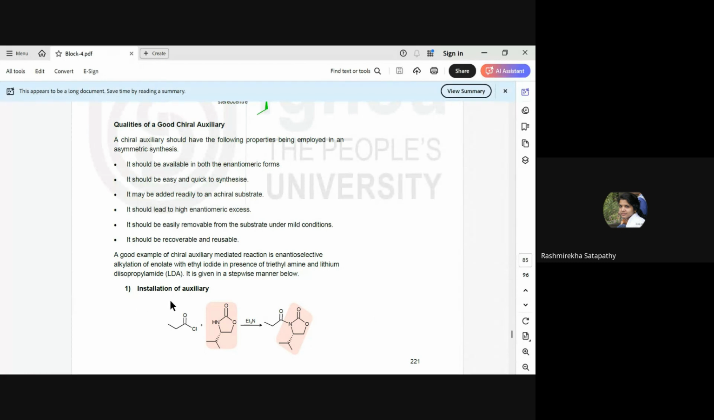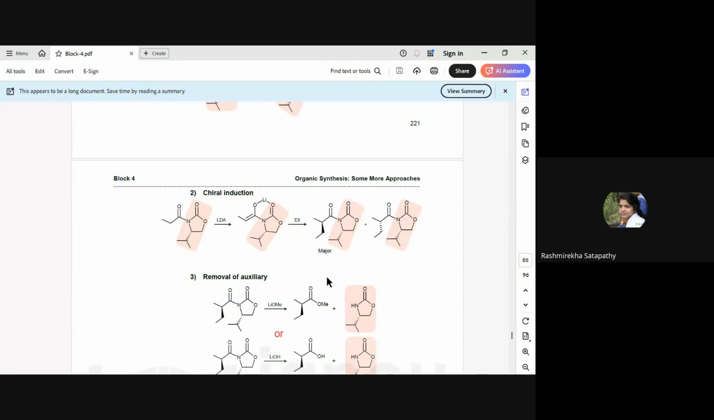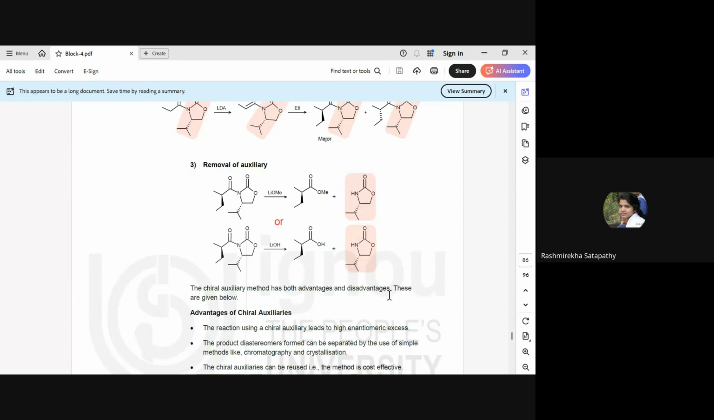In the installation of the auxiliary, it should be available in both enantiomeric forms. It should be easy and quick to synthesize. It should lead to high enantiomeric excess. You can see this compound, when treated with this chiral auxiliary in the presence of triethylamine, forms this compound. This is added to the nitrogen auxiliary for chiral induction in the presence of LDA. After the chiral induction, the auxiliary is removed with lithium methoxide or lithium hydroxide.